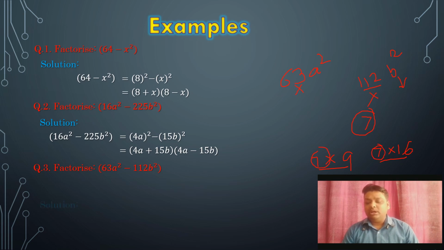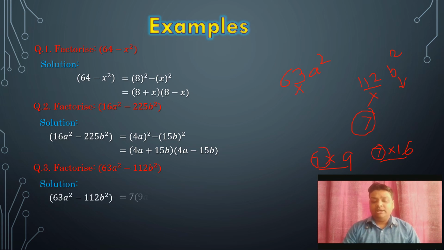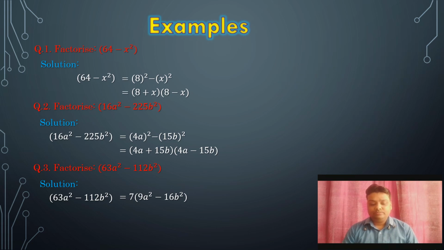In these two terms, 7 into 9 and 7 into 16, 7 is common in both terms. It means we can take 7 as common. Then what is left? 9a square, and 16b square. Now a square is the square of a, and 9 is the square of 3, so we can write 3a to the whole square.